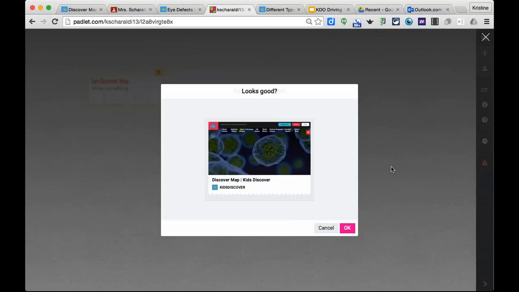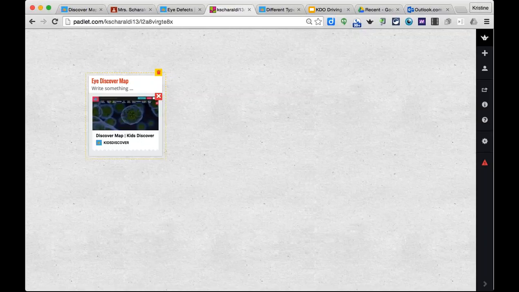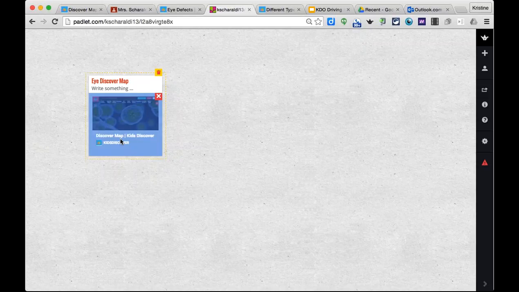And what it does is it gives me an example of what it's going to look like, clicking OK, and now I have a post. And it's just that easy to copy and paste and to create this interactive learning space using Padlet.